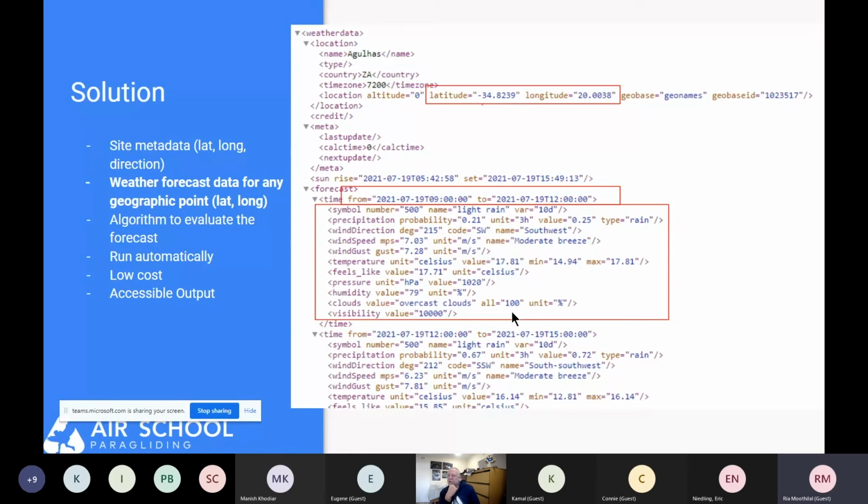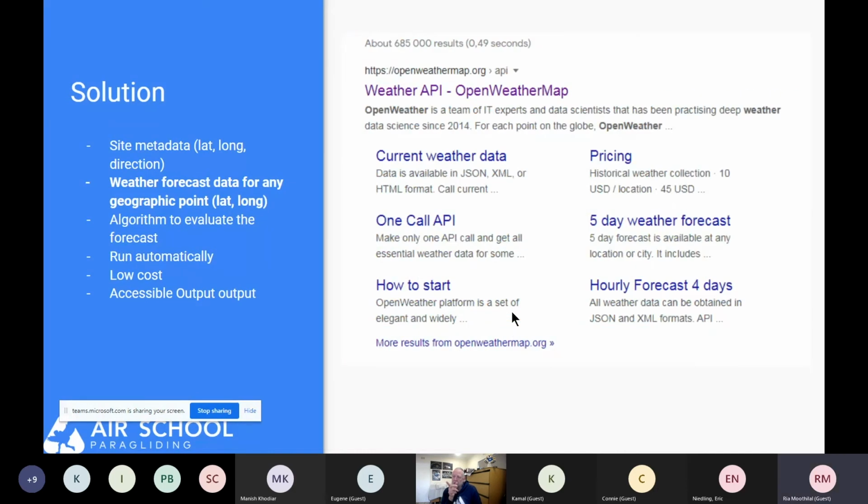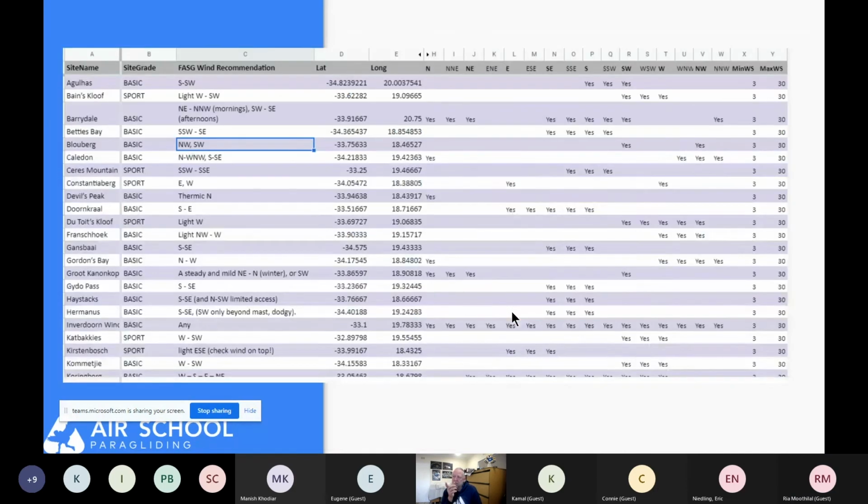Sorry, Ria. That previous slide, almost your one before. That's your master data in terms of all of the sites, and that wind recommendation, I'm assuming that's yours. So this remains pretty static. You're saying from experience, the best direction is south-southwest for Agulhas. 100%. Okay, and then this is all standard, and then you do a lookup using the lat long to pick up the forecasting for that specific area. Exactly. Okay, thank you.